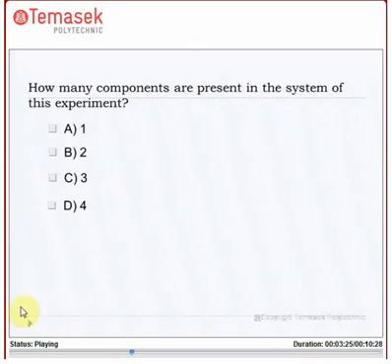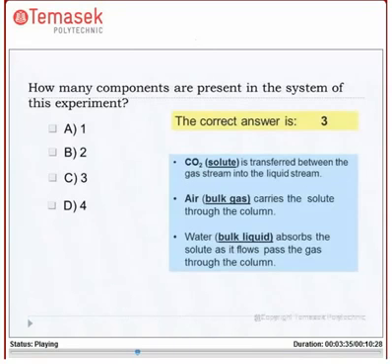Now test yourself. How many components are present in the system of this experiment? The correct answer is 3. Carbon dioxide, which is the solute, is transferred from the gas stream into the liquid stream. Air, which is the bulk gas, carries the solute through the column. And water, which is the bulk liquid, absorbs the solute as it flows past the gas through the column.